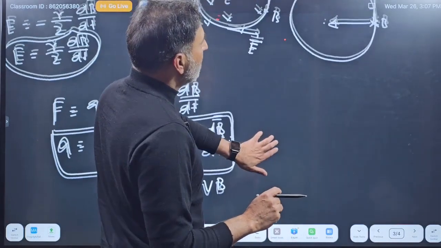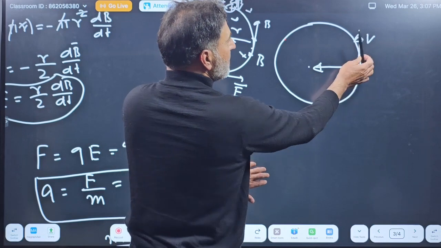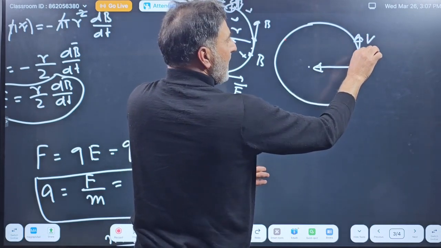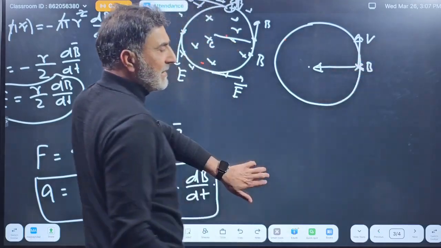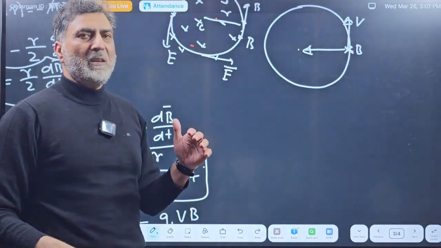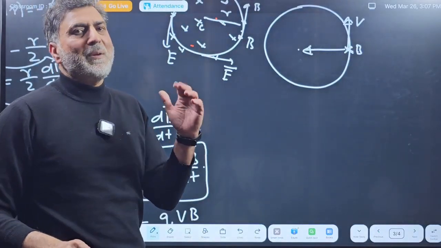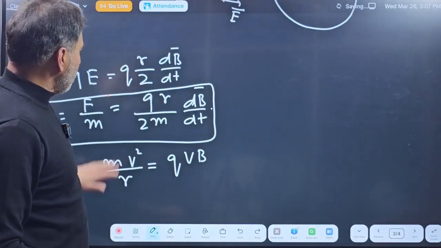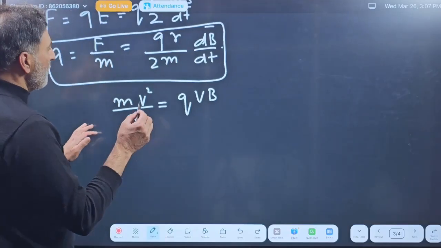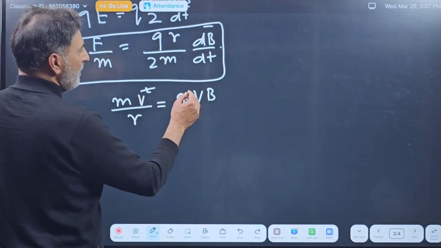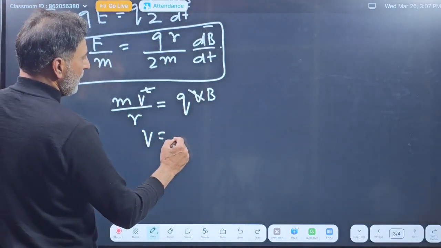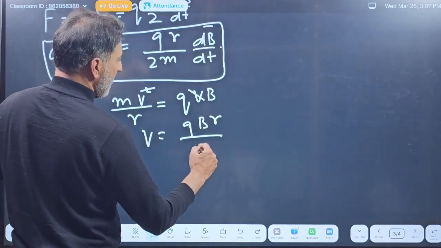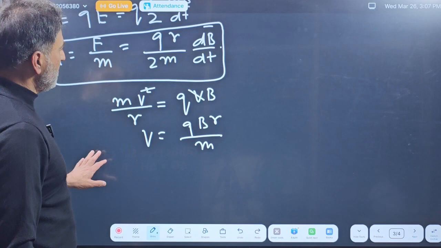Why? Because velocity is tangential, and the magnetic field is inwards, and the angle between V and B is 90. That's why QV cross B becomes QVB, because V and B are perpendicular, and QVB is the magnetic force toward the center. Now from here, one V will cancel, and V will be equal to QBR divided by M from this equation.